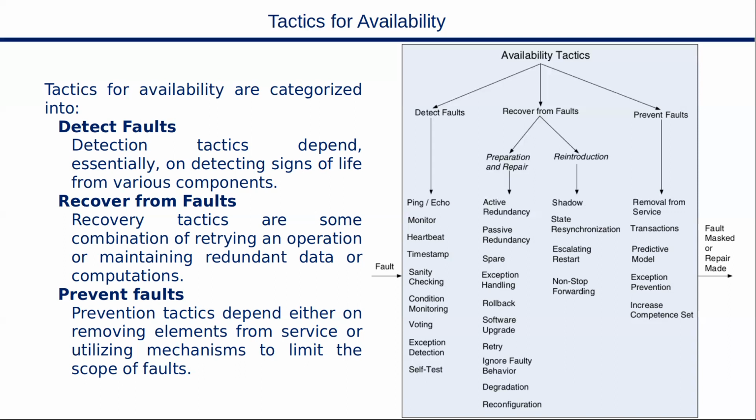Another one is timestamp. This tactic is used to detect incorrect sequence of events, primarily in a distributed message passing system. So it means that inside the message you can use some timing values, or simple sequence numbers can also be used for these purposes, to determine whether this communication works in a proper way or not.